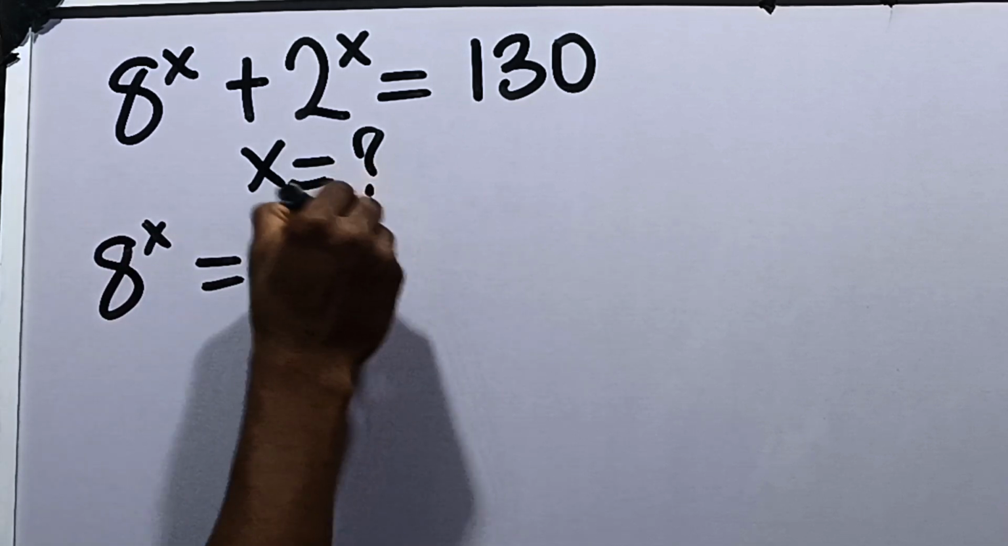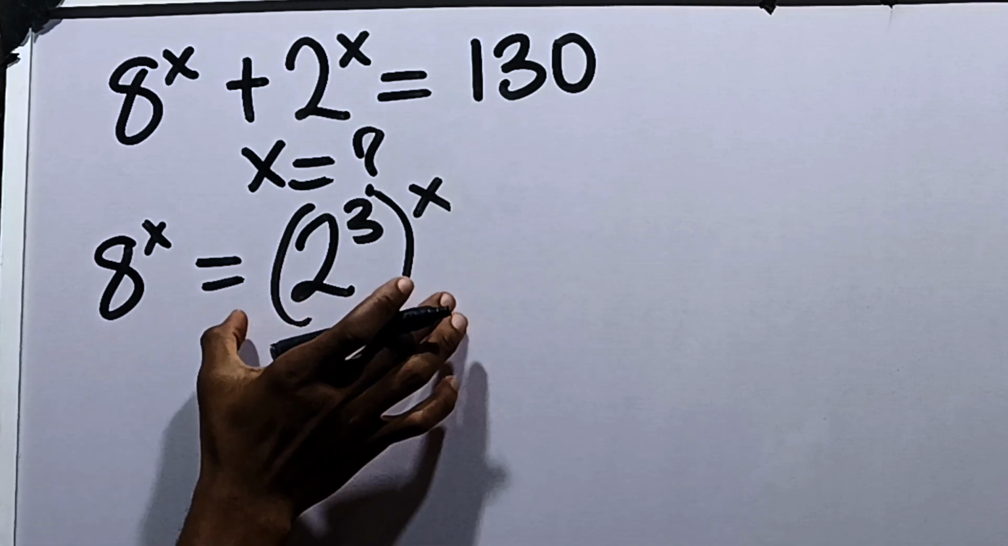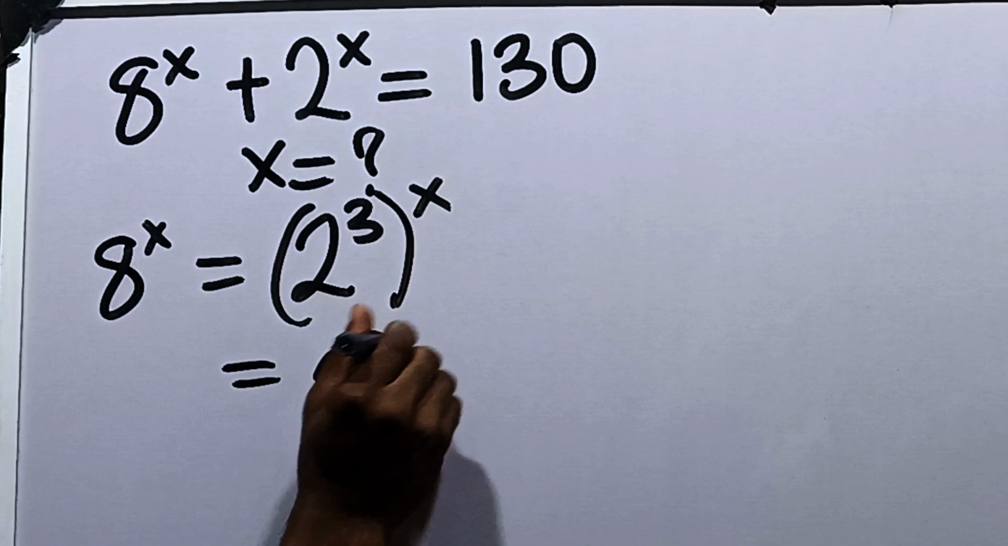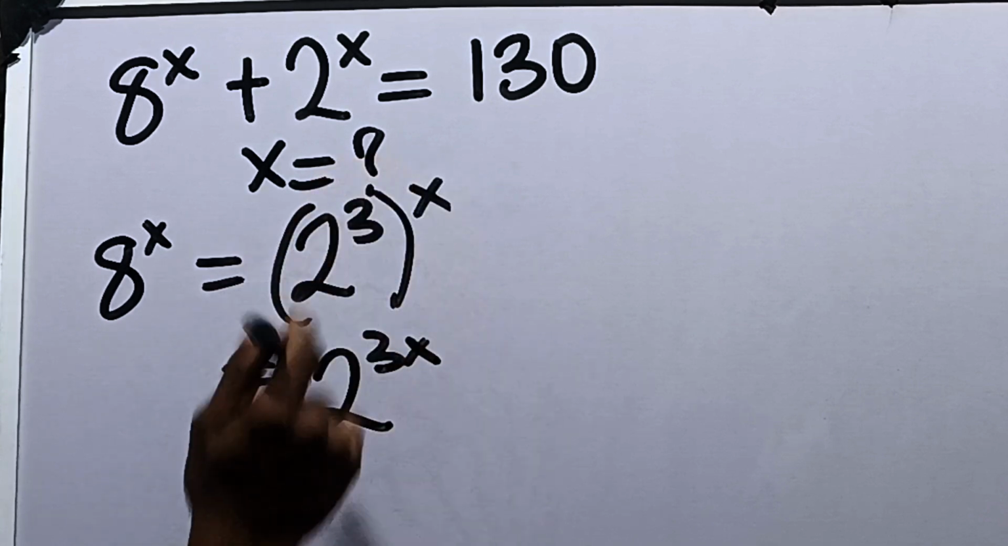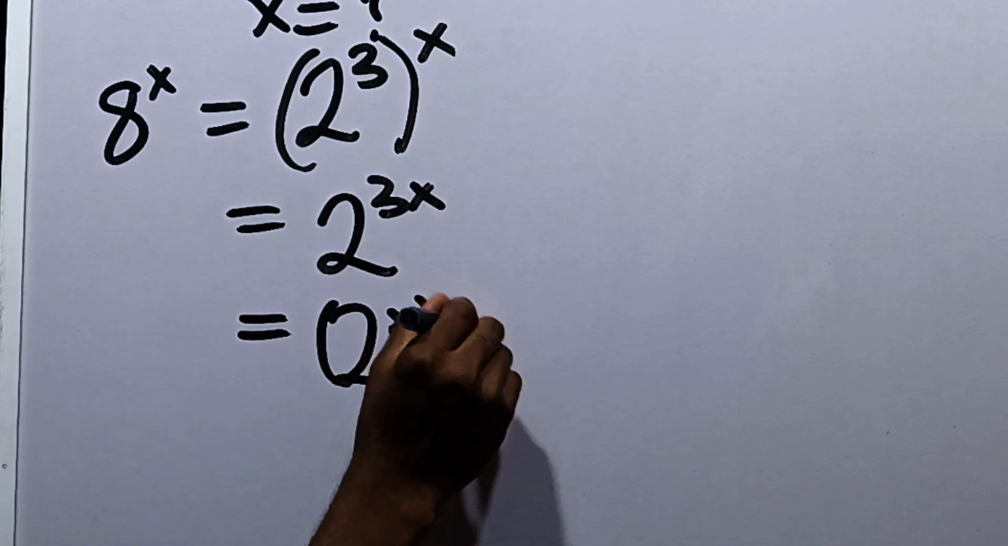to the power 3, all raised to the power of x. Okay? So we can just say that this is 2 raised to the power 3, raised to the power x. But 2 raised to the power 3 raised to the power x can be said to be equal to 2 raised to the power 3x. Meaning that 2 raised to the power 3 raised to the power x can be the same thing as 2 raised to the power x raised to the power of 3.